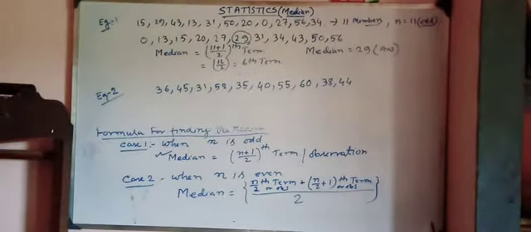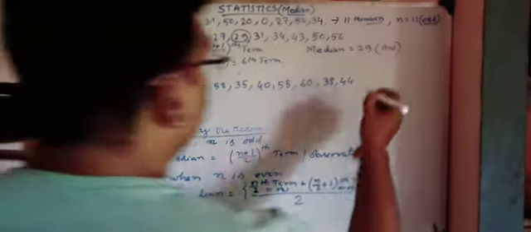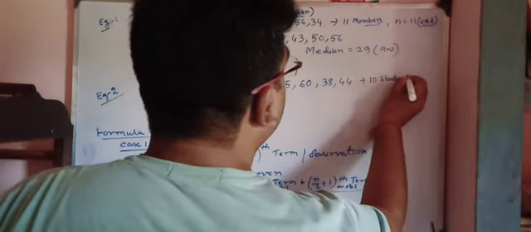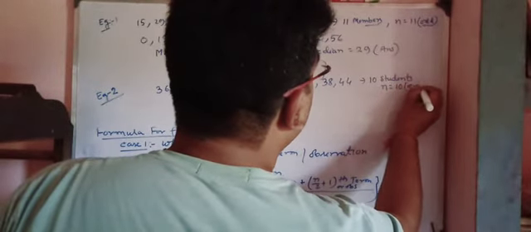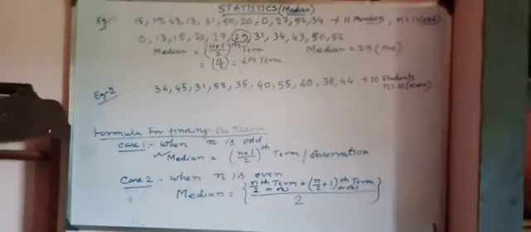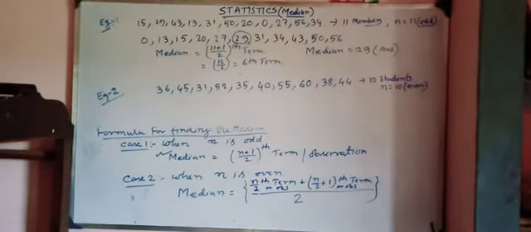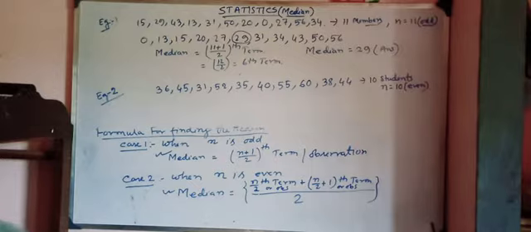Now since 10 students are mentioned here, the value of n is equal to 10, which is an even number. So we should apply case 2. When n is even, we should apply this formula. Understood that?